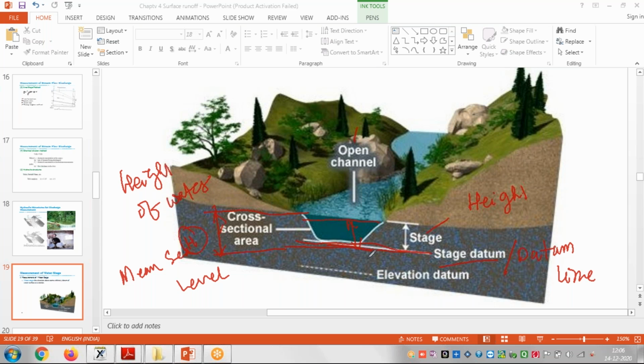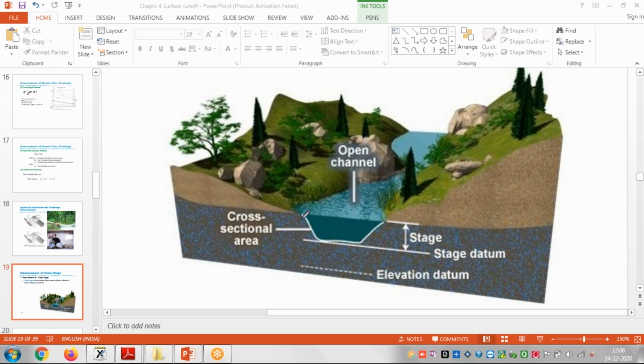Now, once it is clear what is stage, now you will see another thing given as cross-sectional area. Cross-sectional area means this one. This is the cross-sectional area. This is the cross-sectional area, right?